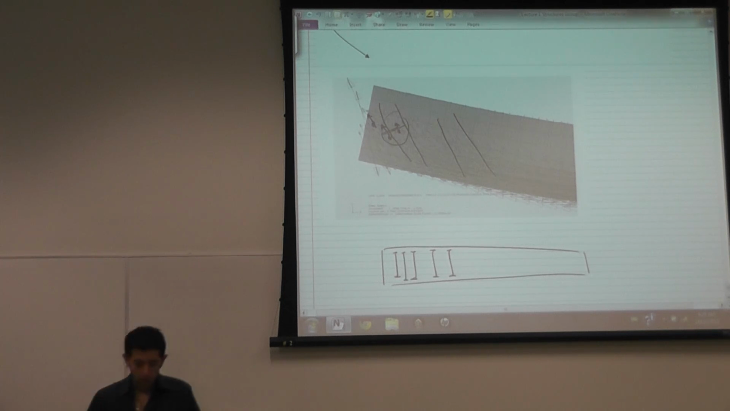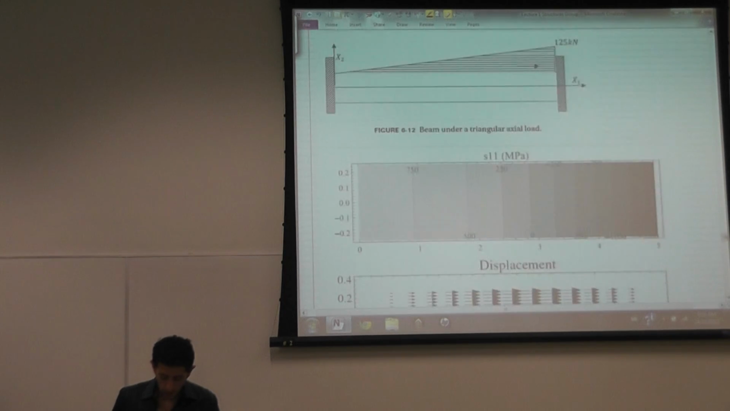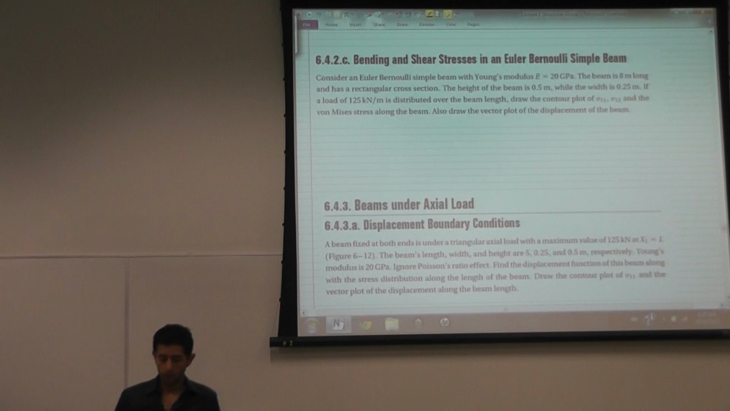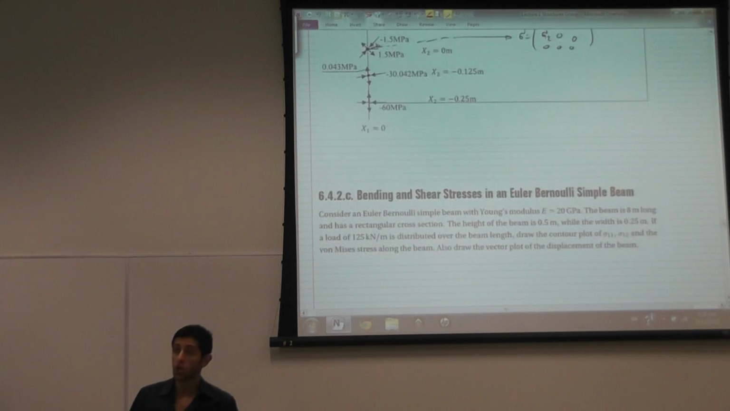So there are a few examples in this chapter, but they're all the same, basically solving the differential equation, finding the moment, finding the shear, and then drawing the control plots of the stresses and the strains.